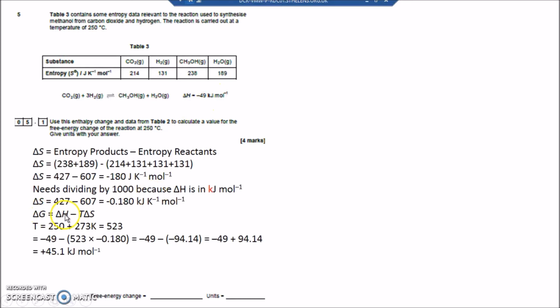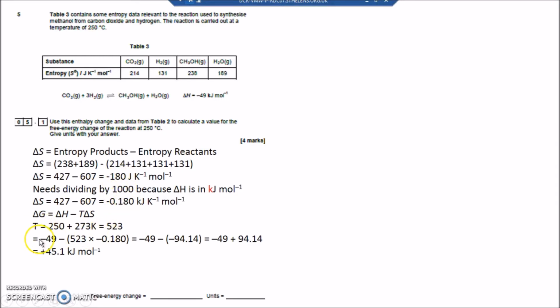So now delta G is delta H, which is minus 49, take away the temperature, which is 250, but that needs converting into Kelvin, because if you look here, I've got units in Kelvin. So to convert 250 degrees C into Kelvin, add on 273, it's 523 Kelvin. So my T delta S is 523 multiplied by delta S, which is minus 0.180.